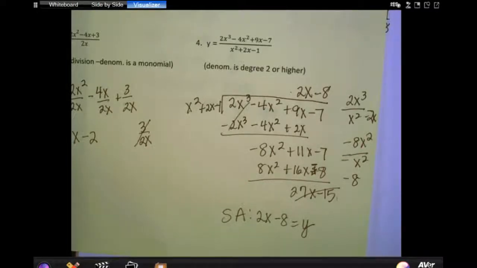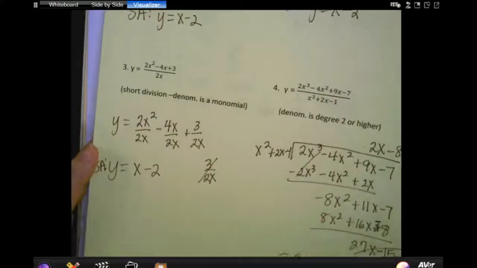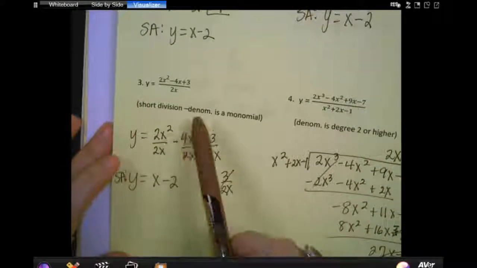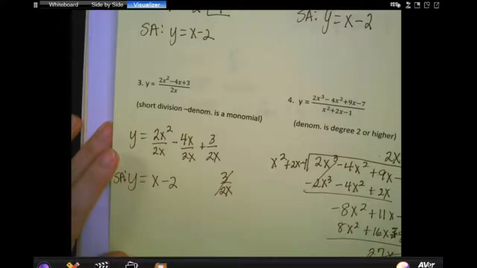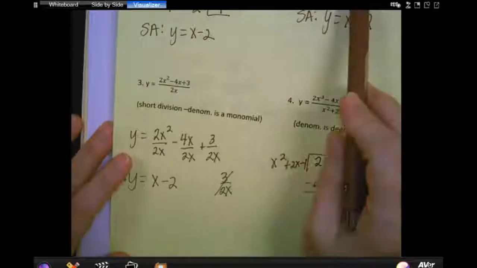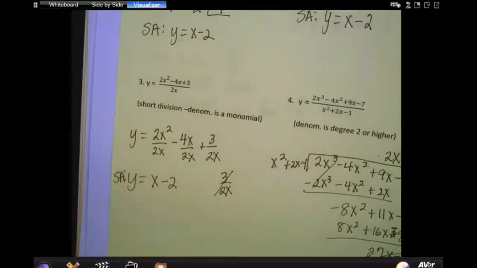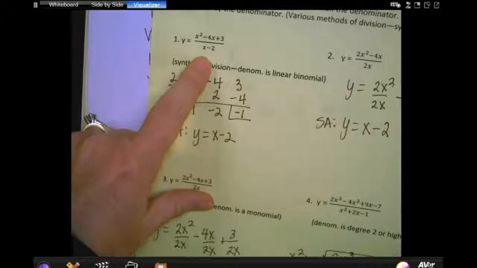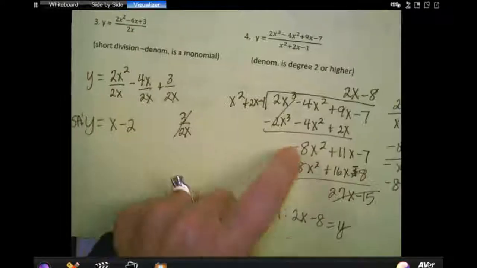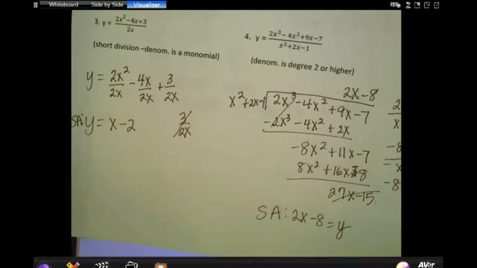So let's review. Slant asymptotes. If the top is bigger than the bottom by 1, if it's a single term, you can break it apart and divide. If it's a factor, you can do synthetic division. If it's anything else, you have to do long division. Okay? All right.